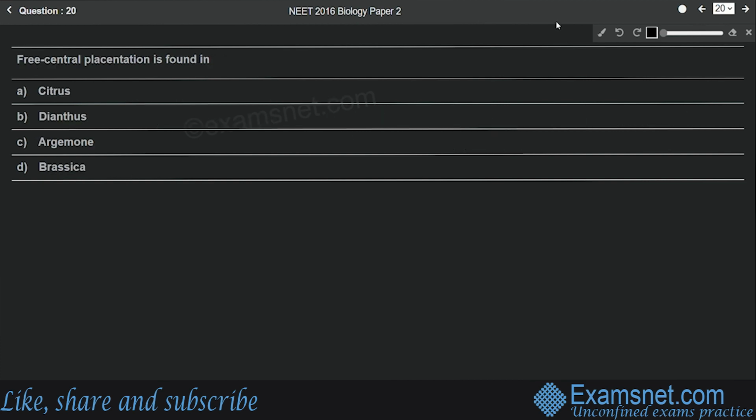Question number 20 is again from the same chapter, Morphology of Flowering Plants, and the question is free central placentation is found in, options are citrus, dianthus, argemone and brassica. So what is placentation? It is the arrangement of ovules inside the ovary. Okay, placentation means arrangement of ovules inside the ovary.